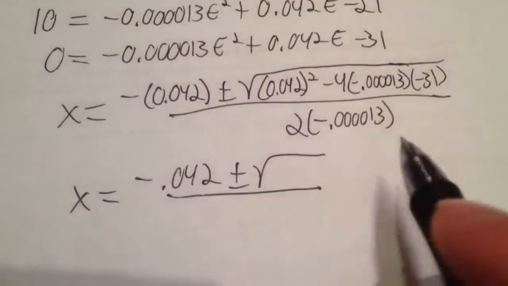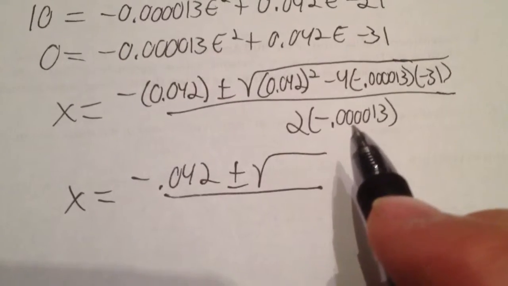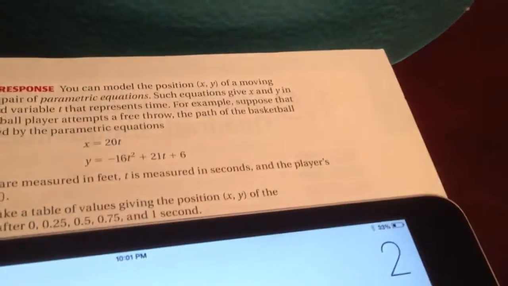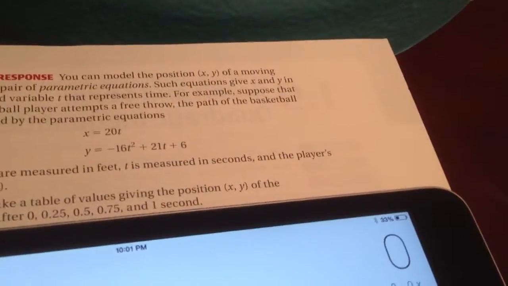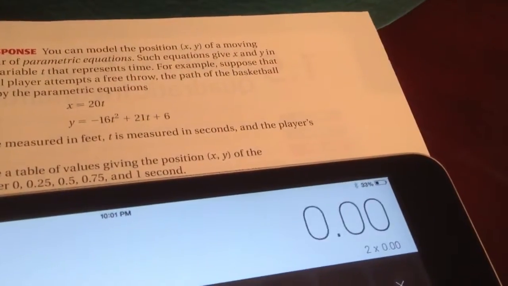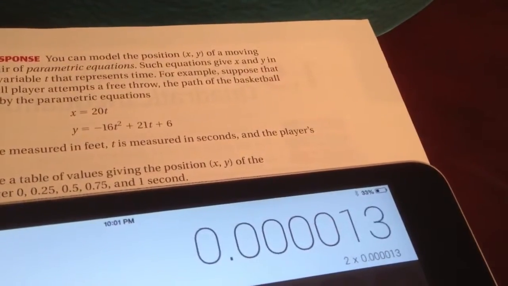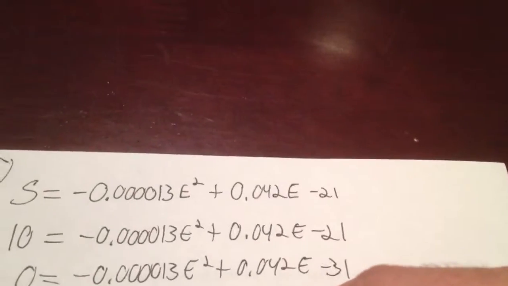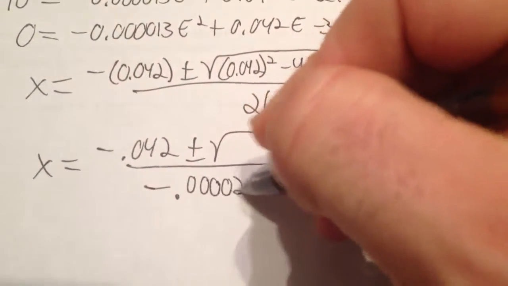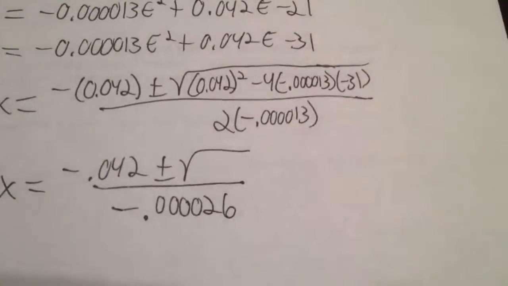Then you have 2 times the negative 0.00013, and that is going to be something. You're going to have negative 0.000026 there on the bottom.